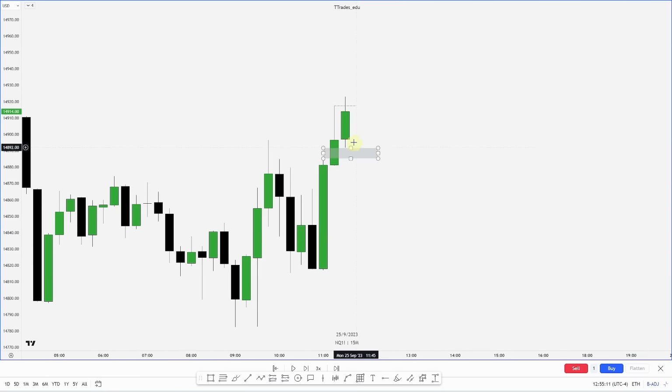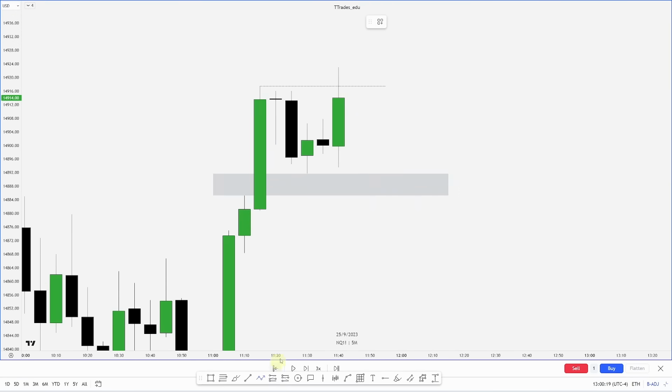In this first example, we have NQ on the 15-minute chart. You can see we closed inside this 15-minute candle. So I'm anticipating price to reach back down into this internal range liquidity, going external to internal. With that idea in mind, I'm going to drop down to the 5-minute chart.